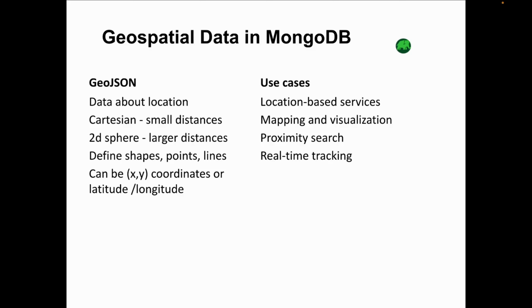There are two types of geospatial data. Number one is Cartesian coordinates for smaller distances, and the second is 2D spheres for larger distances, enabling accurate representation on a globe.